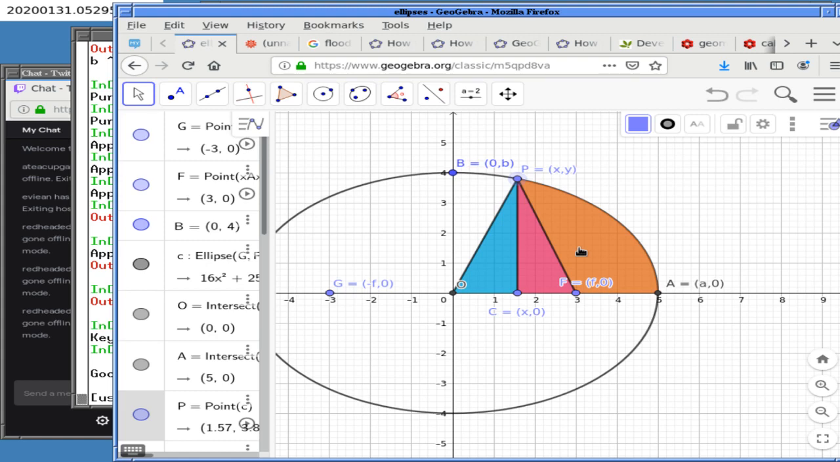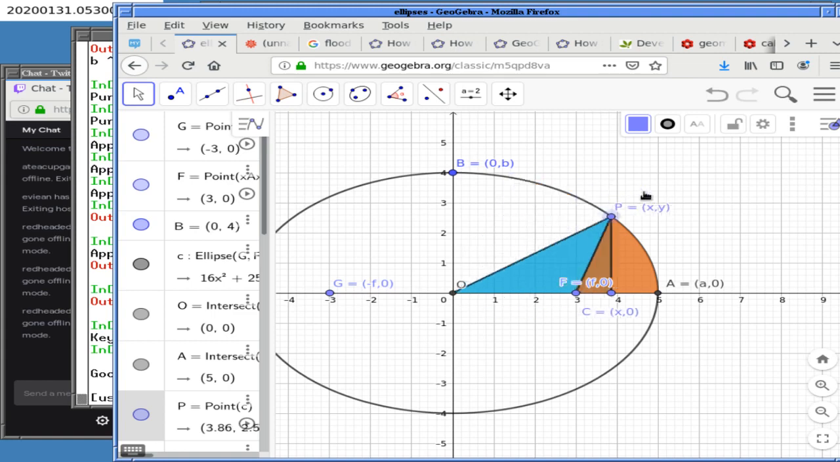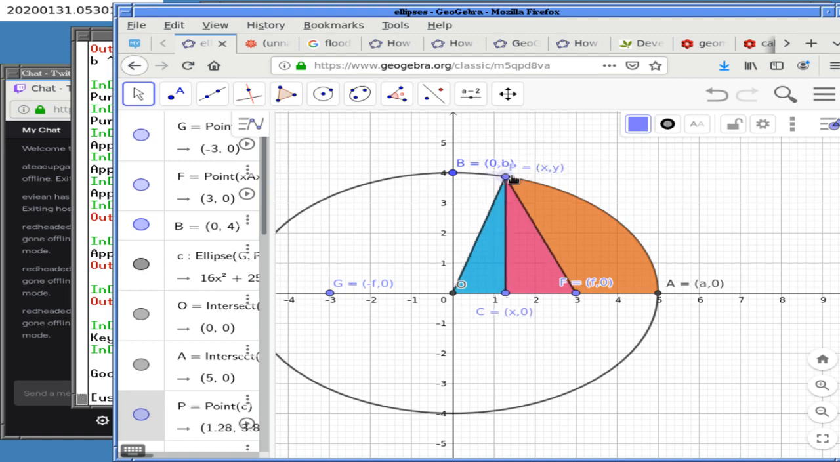Yeah, because it's possible that this area, well, let's see. Okay. I think we can find this area in many different ways, but let's see. Well, I think I'm fading out a little bit here.